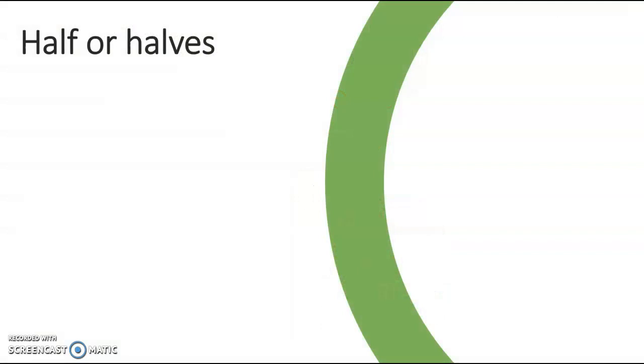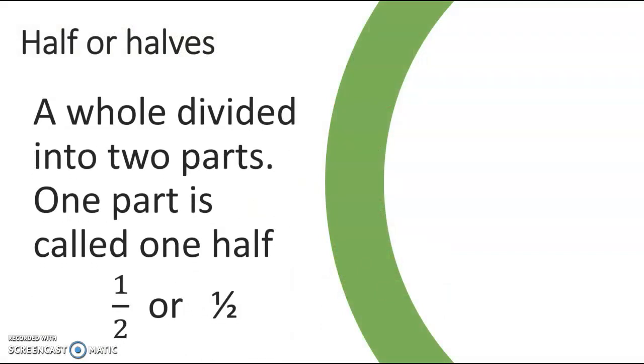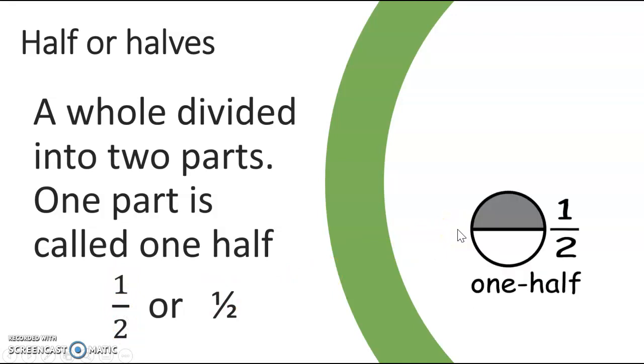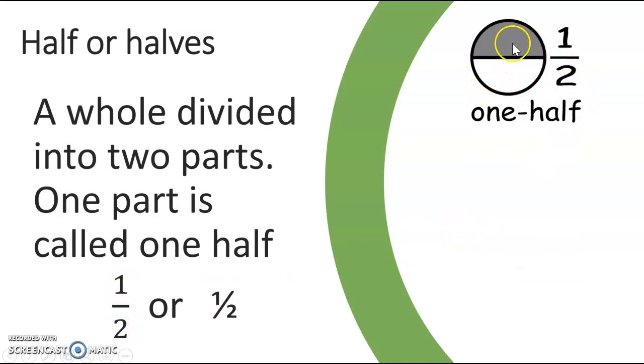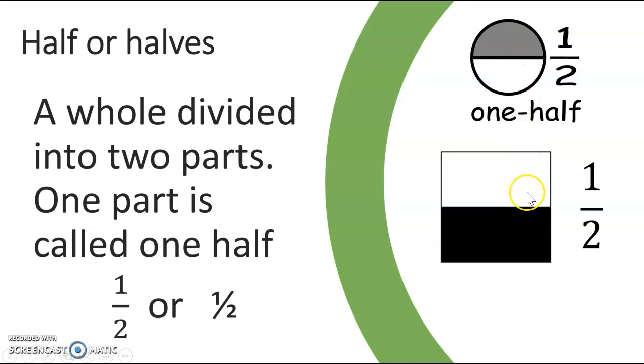Half, or halves. If a whole is divided into 2 parts, one part is called 1/2, and the fraction will look like this. 1/2. Sometimes you'll see it like this, 1 with a slash and a 2. Either way is correct, and they're both pronounced one half. 1/2 of this circle is shaded. 1/2 of this rectangle is shaded, one part out of 2.